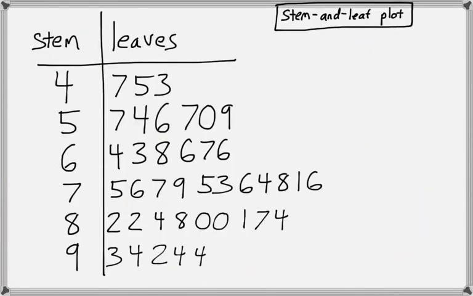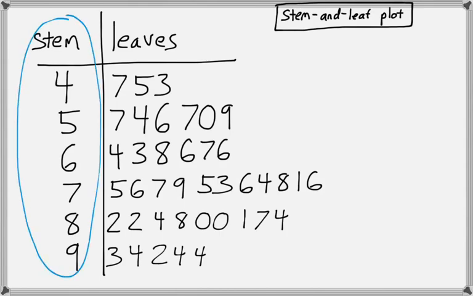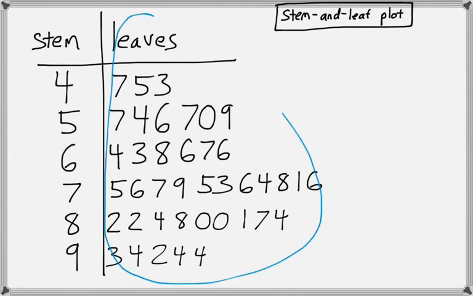Finally, we need to construct the stem and leaf plot. So the first column in the stem and leaf plot is the stem column, and this represents the tens place. And the second column is the leaves column, which represents the ones place.